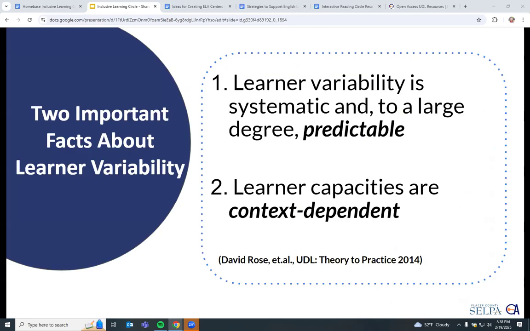So just a few more thoughts about learner variability. There are 2 things we know for sure. Learner variability is systematic and to a large degree predictable, right? There's never been a class where all your students come in performing at the same academic, behavioral, developmental, social, emotional levels. That just never happens, and it shouldn't happen, because we're all variable learners. We can predict that there is going to be that varied learner profile across all our students in our classrooms, and we can plan for that.